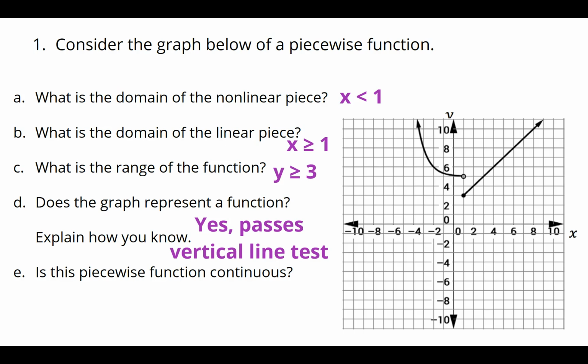All right, is this continuous? No, why not? There's a hole, there's a break, there's a gap where we're at x equals 1. Okay, so those are my... Wait, what? One of them is filled in. Why is there a gap? So you're thinking, so the vertical line test is fine.